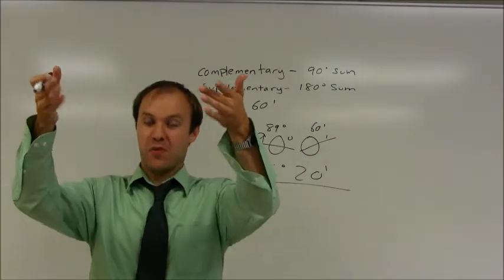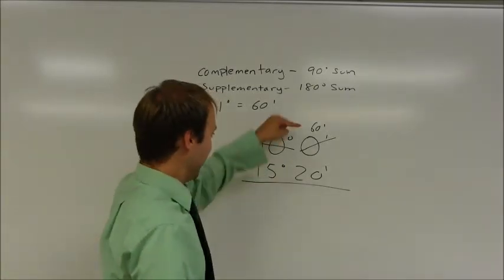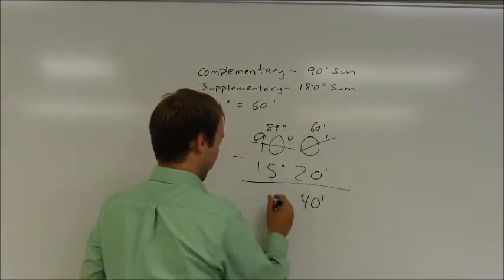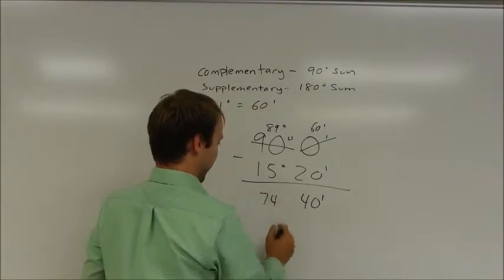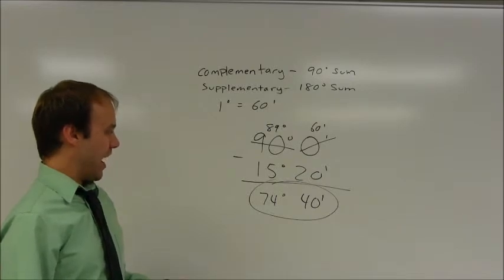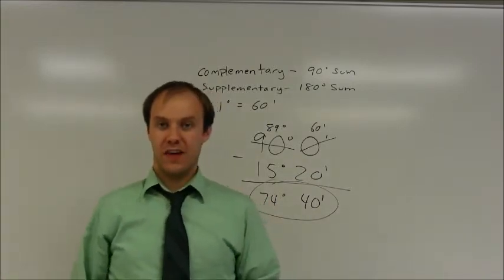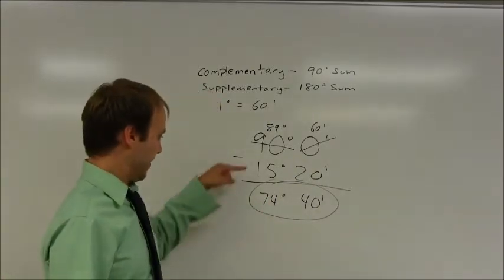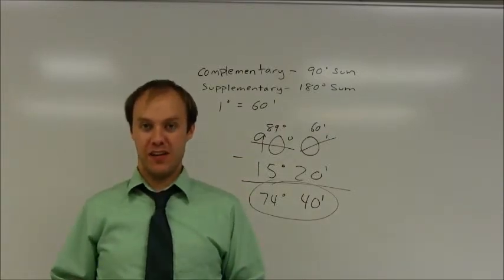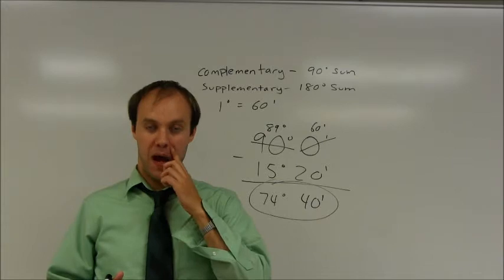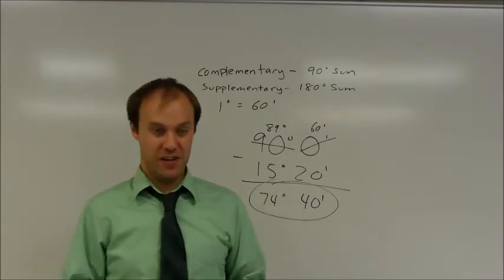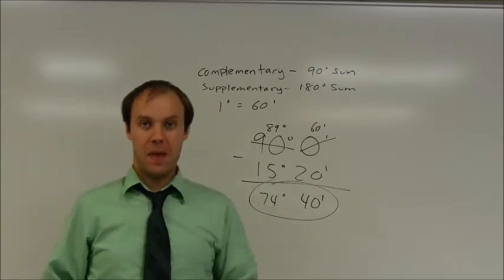Now I've got a larger number, subtracting the smaller number. 60 minus 20 is 40. 89 minus 15 is 74 degrees. And now I have the complement of that angle. So we know that if I had this angle together, those two angles would add up to 90 degrees. They're said to be complements. Same kind of thing when you're working with supplementary angles. You can subtract from 180 degrees, you're going to have to borrow.